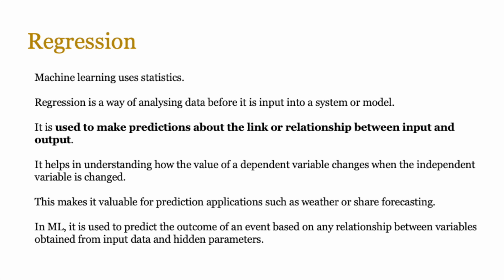This makes it valuable for prediction applications such as weather or share forecasting. And in machine learning, it is used to predict the outcome of an event based on any relationship between variables obtained from input data, and perhaps even the hidden parameters. That, okay, if somebody input this and the hidden layer has this weight, what relationship would that have to the output? All of those kind of statistical analysis are part of regression. All you need to know is the definition of what regression is, what it does, and how it operates.